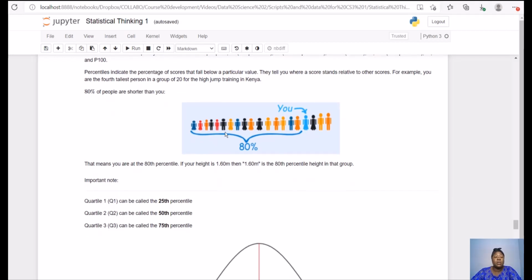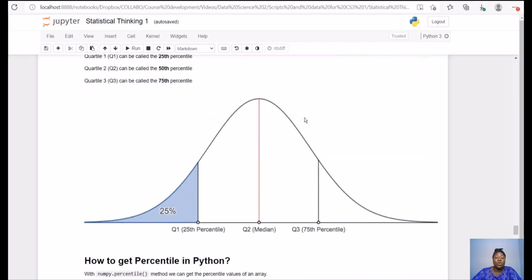So an example is this. You have a range of people from male to male, and then they have different heights, and for high jump training in Kenya, 80% are shorter than you. So that is dividing the number of trainees into parts, into quartiles. So the 80th percentile are taller than you. And we can also represent that using our distribution diagram, where you have Q1 to represent the 25th percentile. That is the relationship between them.